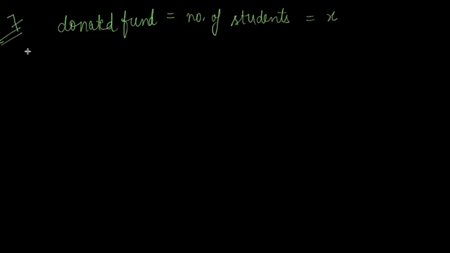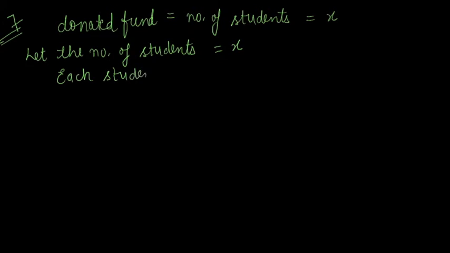How will you write your statements? Let the number of students be x. And since they have donated the same fund, it means I can write each student donated how much? Rupees x. Now it says each student has donated as many rupees as the number of students. You have to find the number of students in the class. It means you have to calculate the value of x.